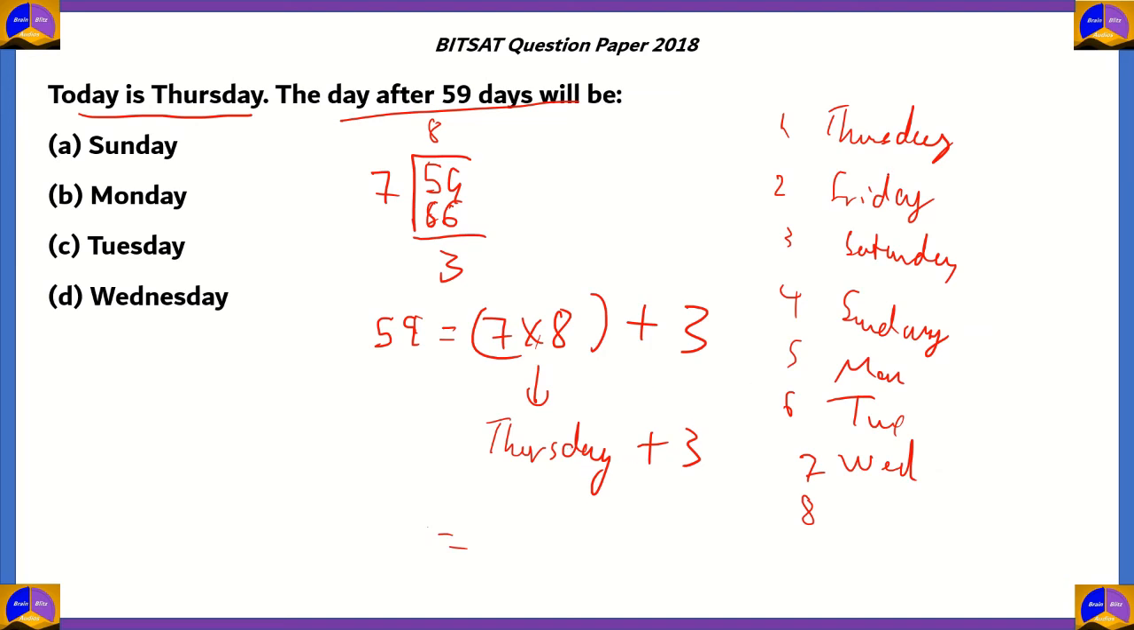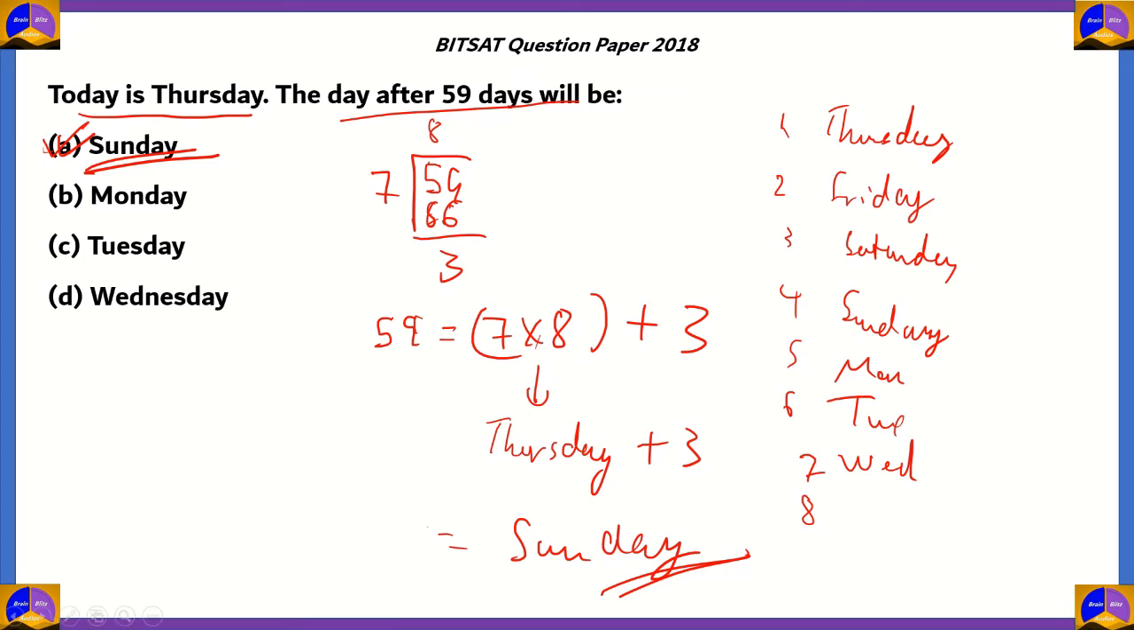So after Thursday comes Friday, that's first, Saturday is second, Sunday is the third day. So therefore, the correct day that comes after 59 days is option A, Sunday. So Sunday, that is option A, is the correct option for this question.